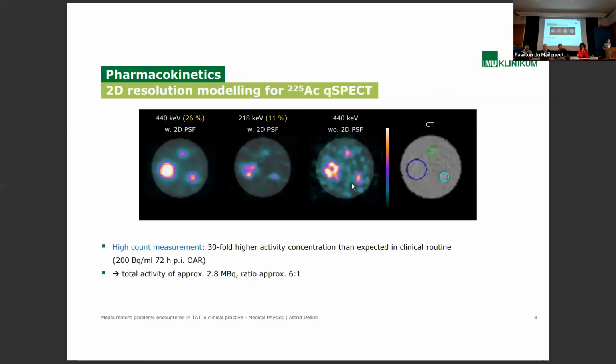Here you can see the 440 keV image with the conventional resolution modeling, and here you can see the image with a 2D resolution modeling. You can see that this 2D resolution modeling is really important to obtain a good signal shape and to obtain a good signal intensity.